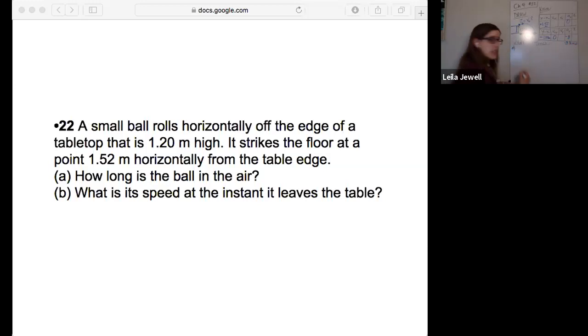So now we can look at what we want to know. Part A, how long is it in the air? And what is its speed at the instant it leaves the table? So how long, that's going to be our time. And what is its speed at the instant it leaves the table? Leaving the table, notice that's not going to be when it hits the ground. That's going to be at the very beginning. How fast is it going?